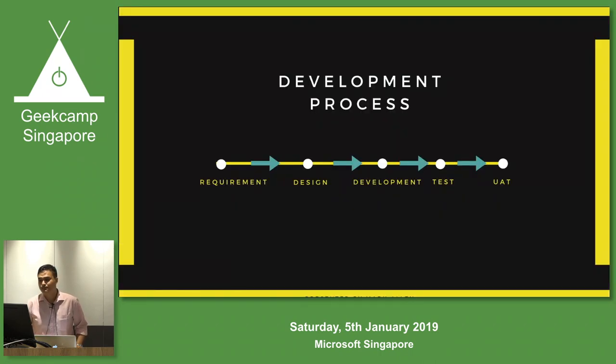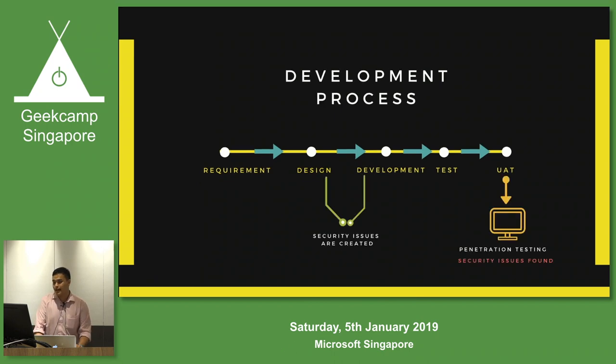Let me talk about the development process. This is the most common development lifecycle. The first part is requirements. After requirements, we face the design stage, then the development stage and the testing stage. After that, we face the staging stage, also known as the UAT stage. If you look at this process, from requirements, design, development, test, and UAT, there is no security taking part in any stage of development.